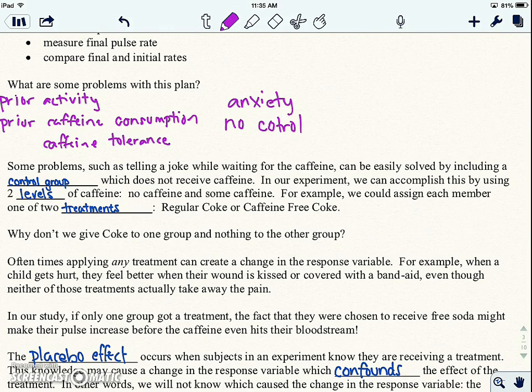So instead we would have a control group that's also sitting in the room, and so if they see me fall on my face and they laugh, their heart rate went up as well, and it takes out the effect, okay? In our experiments, we can accomplish this by using 2 levels of caffeine.